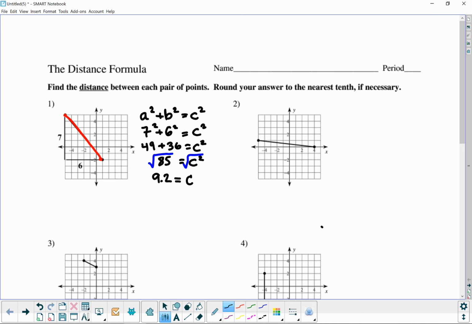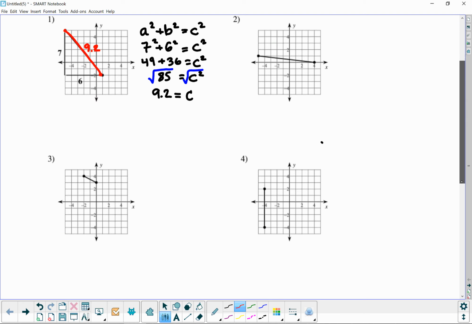You want to write more numbers? You can write more numbers. So the length of that line is going to be 9.2. That's all you have to do to use the distance formula. So the distance formula is basically just the Pythagorean theorem to find out how long the distance of each line is.